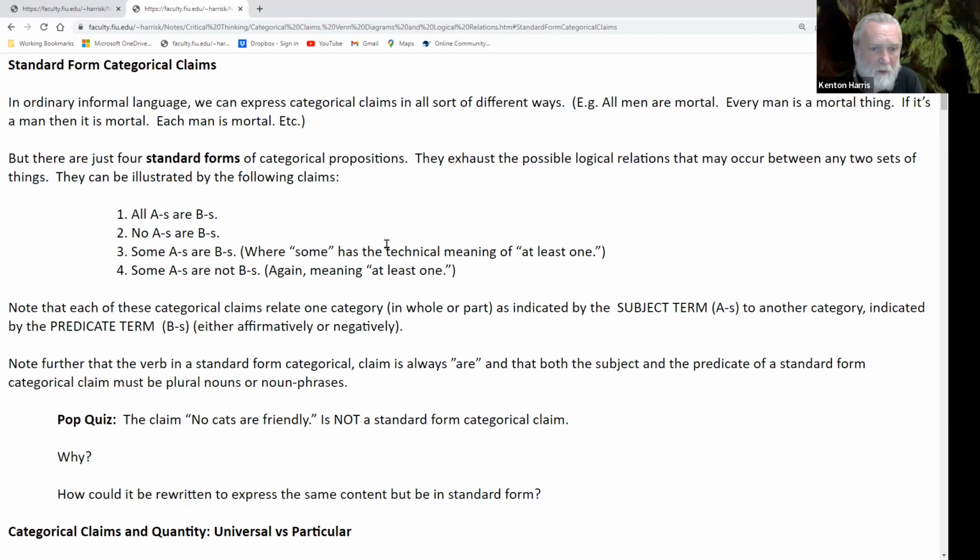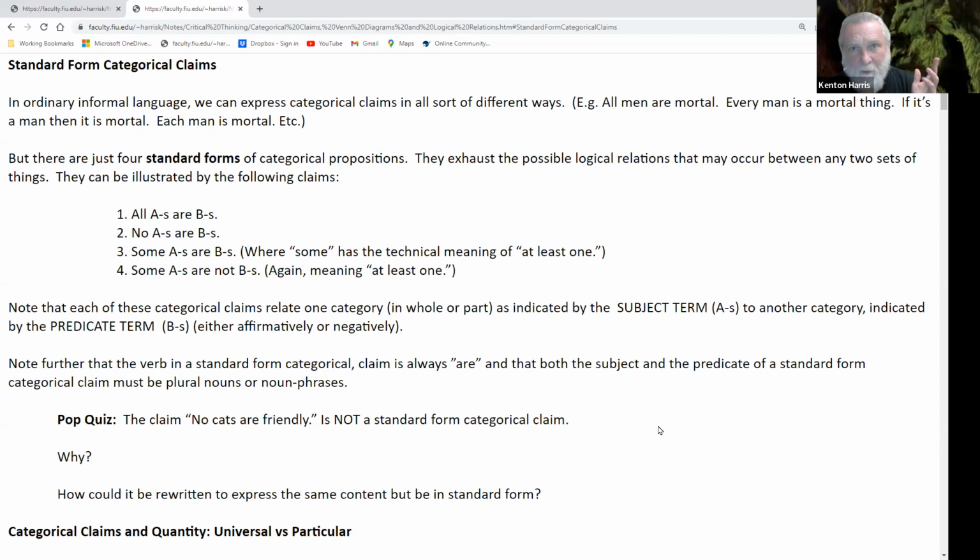All right, so reading from the notes here, note that each of these categorical claims relates one category in whole or in part, as indicated by the subject term, I have A's there, to another category indicated by the predicate term, B's, either affirmatively or negatively. Note further that the verb in a standard form categorical claim is always are, okay? And that both the subject and the predicate of a standard form categorical claim must be a plural noun or a plural noun phrase. So pop quiz, why is the claim no cats are friendly not a standard form categorical claim?